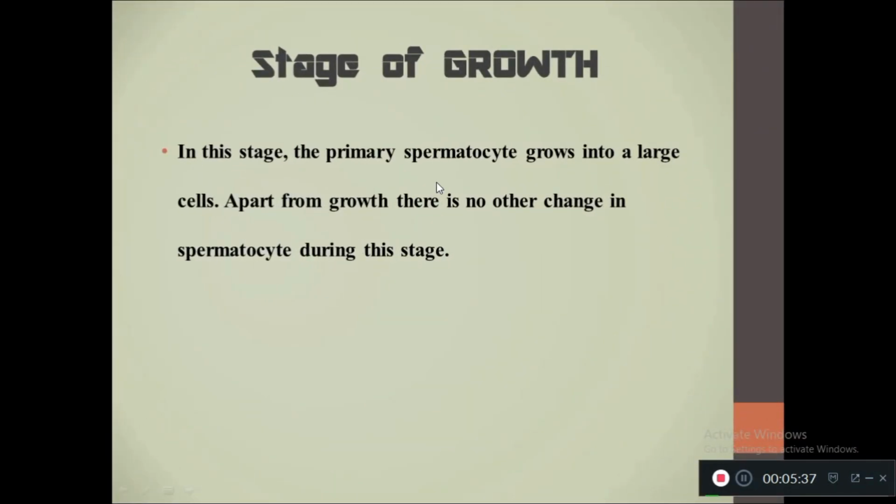Next stage, growth. In this stage, the primary spermatocyte grows into a larger cell. Apart from growth, there is no other change that takes place in this spermatocyte. So the cells are just getting bigger in size.